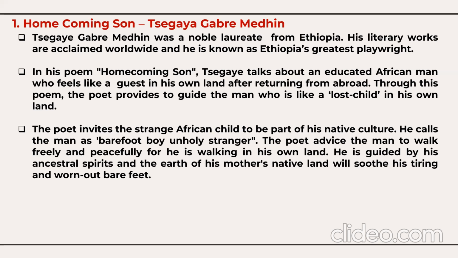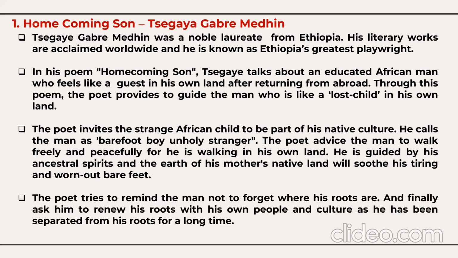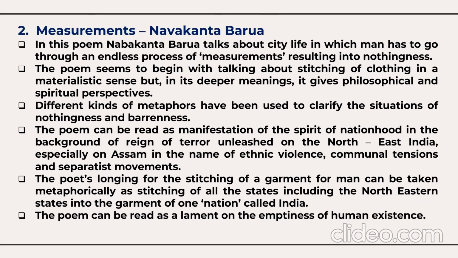The poet advises the man to walk freely and peacefully because he is walking in his own land. He is guided by his ancestral spirits, and the earth of his mother's native land will soothe his tiring and worn out bare feet. The poet tries to remind the man not to forget where his roots are, and finally asks him to renew his roots with his own land and culture, as he has been separated from his roots for a long time. So watch my video on this poem, Homecoming Sun, summary and the question answers. The links are in the description box.